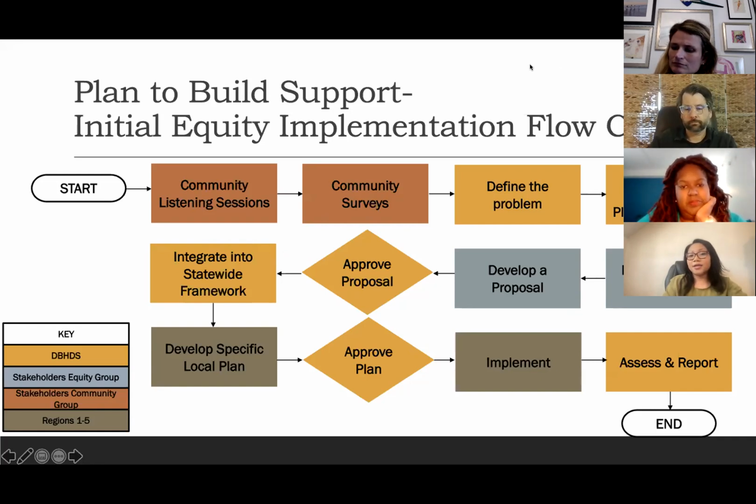And then in the equity group, we have established scope and goals, developed a proposal, or are developing a proposal. And the next step is to approve the proposal, integrate it into the statewide framework, which is of course the purview of DBHDS, develop a specific local plan, and that will be for regions 1 through 5. The plan must then be approved, and then implemented, and then assessed and reported.